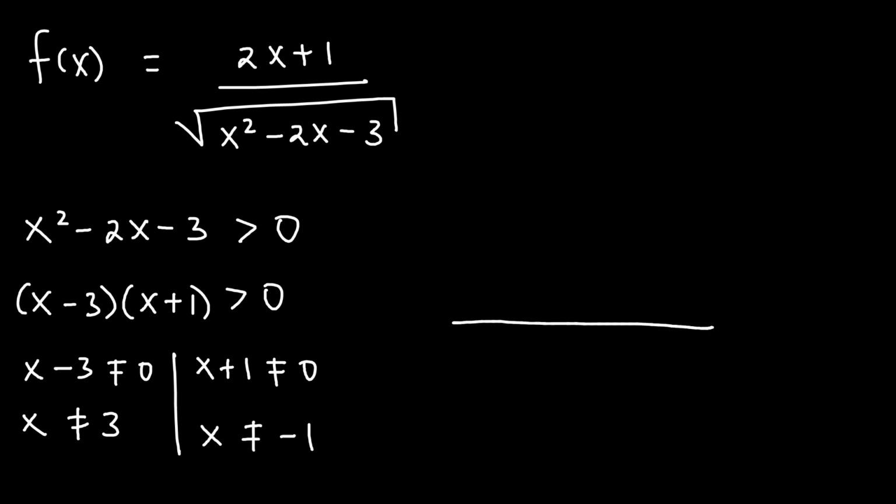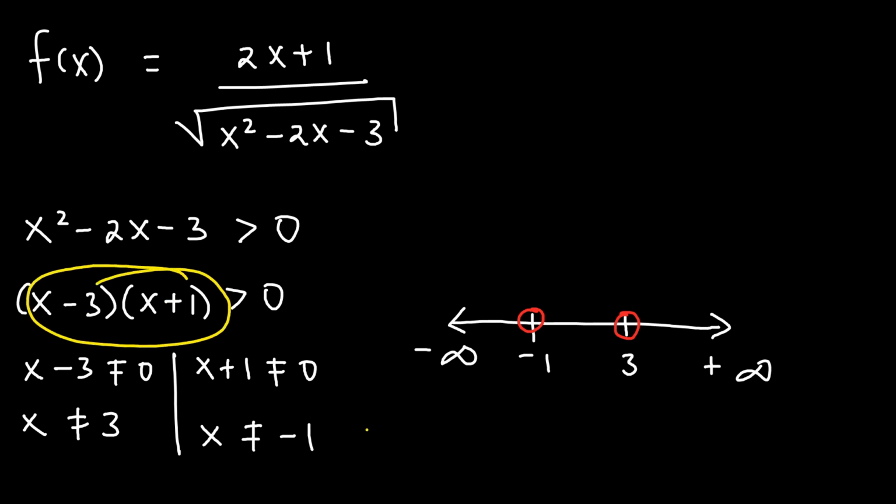Representing this on a number line, here we have negative infinity, negative 1, positive 3, and then positive infinity. Since x cannot be equal to 3 and negative 1, we mark them using an open circle. And since we can't have a negative inside a square root, we need to find the regions in which this expression is positive. Let's start with the first region.